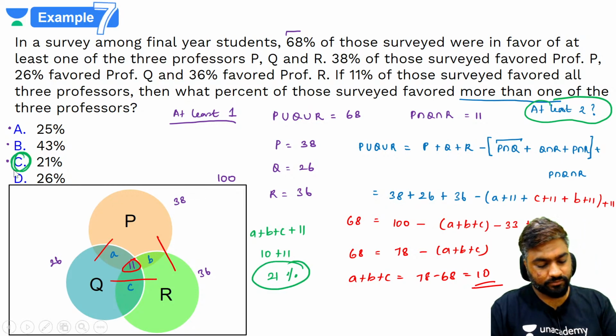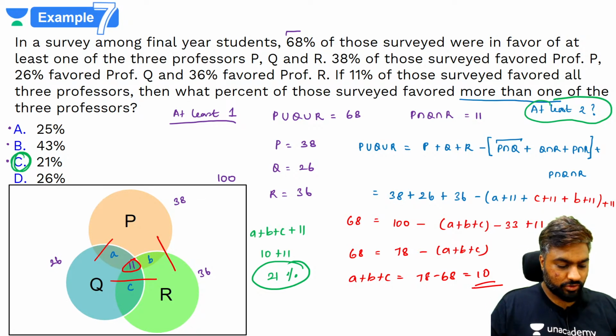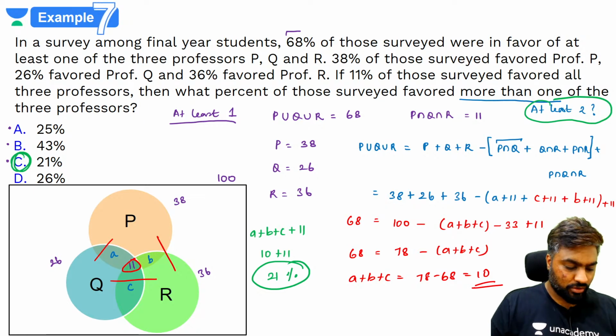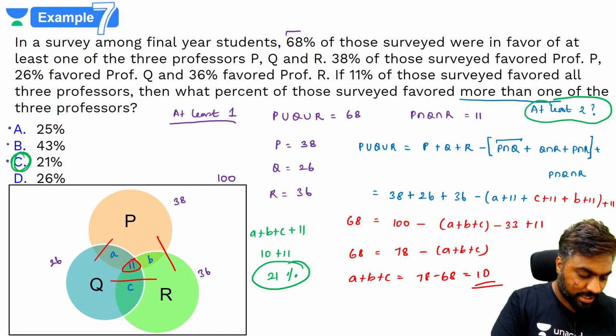Clear? I hope this doesn't confuse you guys. Is this clear? 21, everyone? So how many people said option C? Ajay, Gaurav, Atish. Very good guys, superb.